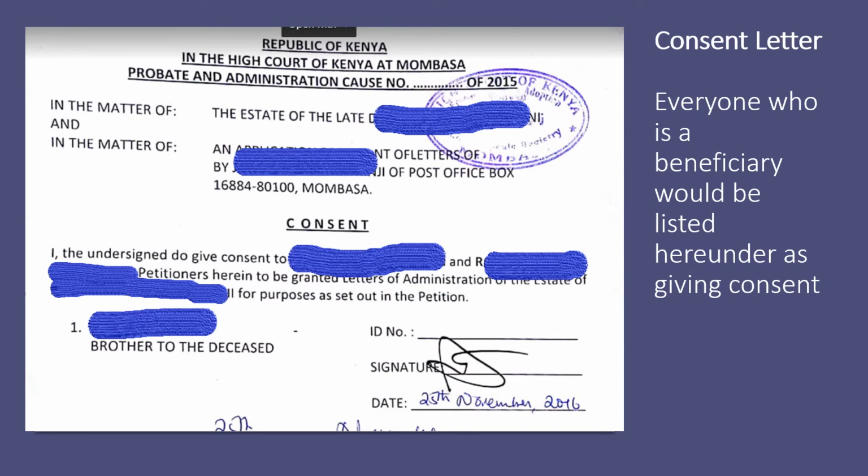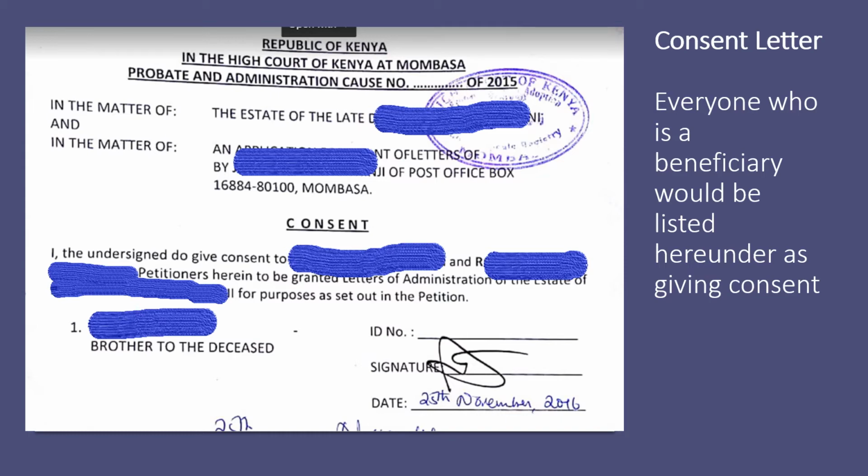And then you would also need to have all the beneficiaries write down their consent. So they would be saying that we consent for person A and person B to become the petitioners and to be granted the letters of administration. It's as if you're saying we trust that these people can be given the letters of administration on our behalf.